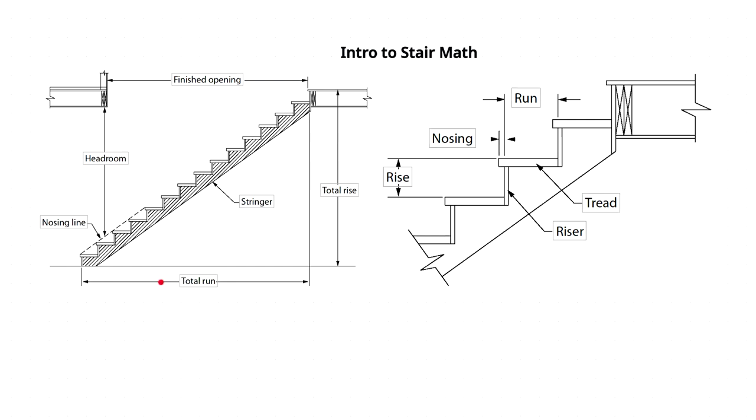General terminology. When we are doing math for stairs, we are working with a total rise that we use to find the number of risers and how many risers we're going to have. That's always from the finished floor to the finished floor. Then we have a finished opening.